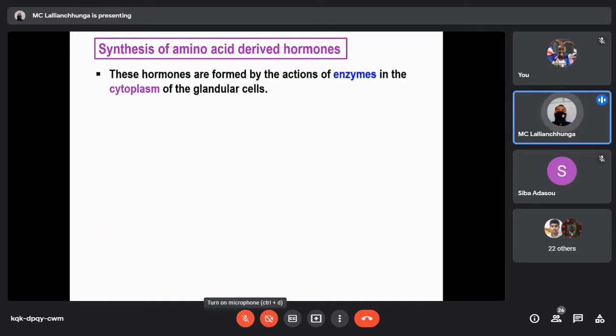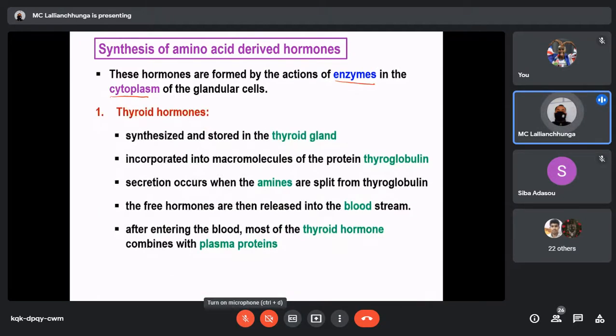But I'll give you this here. These hormones are formed by the actions of enzymes in the cytoplasm of the glandular cells. For example, let's see the thyroid hormones. They are synthesized in the thyroid gland and incorporated into macromolecules of the protein known as thyroglobulin. After the thyroid hormones are synthesized, they will bind to the thyroglobulin. It will be clearer when we discuss the thyroid gland.